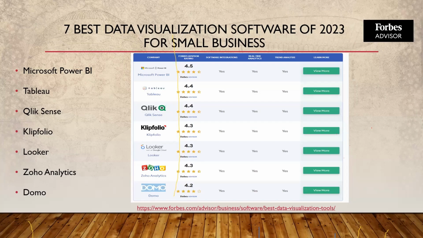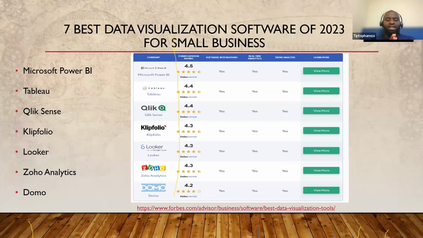Okay, yeah. So the 7 best data visualization software of 2023, according to Forbes, for small businesses, I have to emphasize that, are Microsoft Power BI having the highest rating, followed by Tableau, and then Qlik Sense, Qlik Fo lio, Looker, Zoho Analytics, and Domo, right?